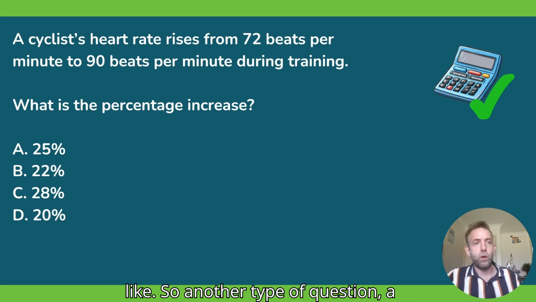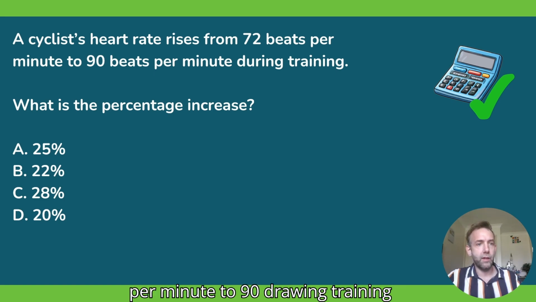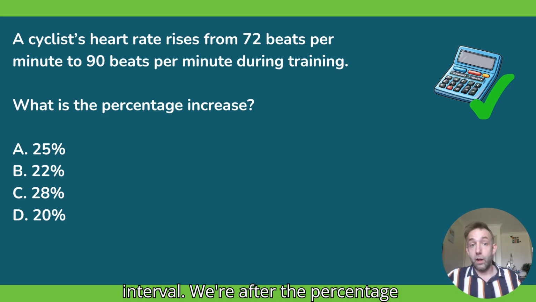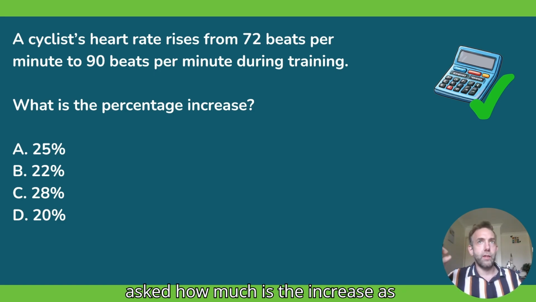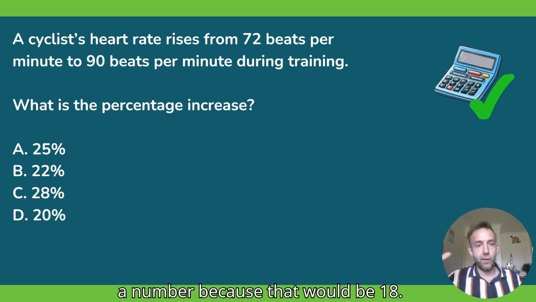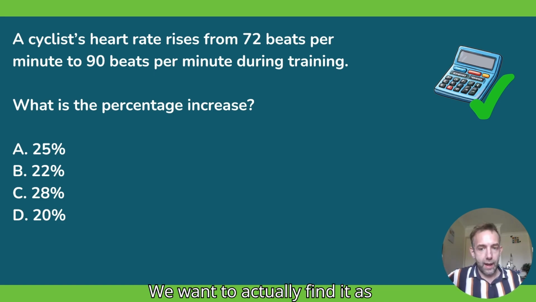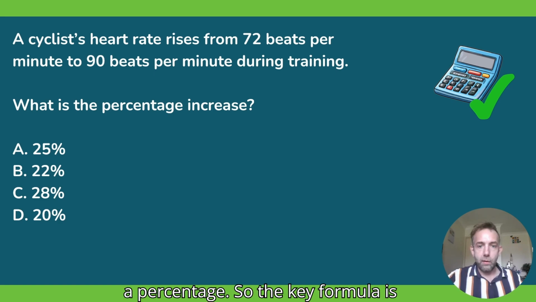So another type of question: a cyclist's heart rate rises from 72 beats per minute to 90 during a training interval. We're after the percentage increase this time. So we're not being asked how much is the increase as a number, because that would be 18. We want to actually find it as a percentage. So the key formula is as follows.